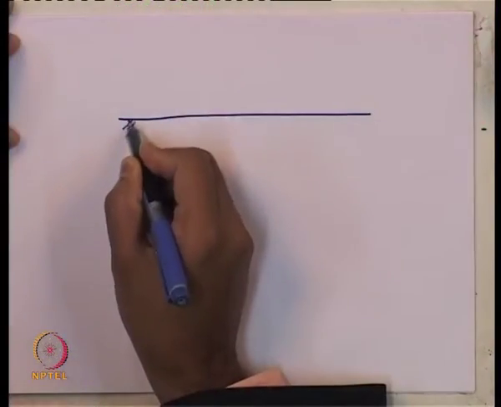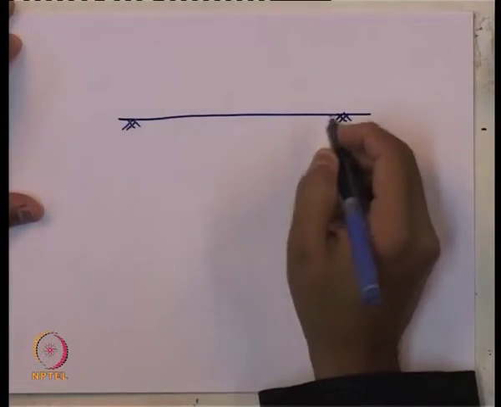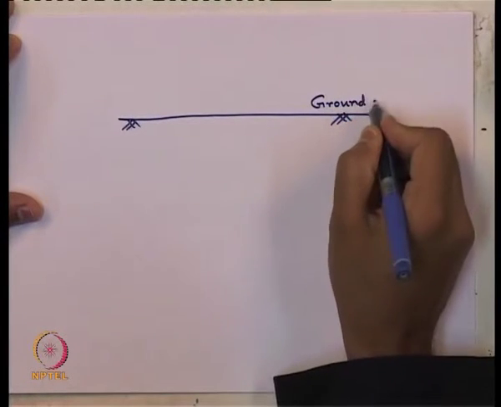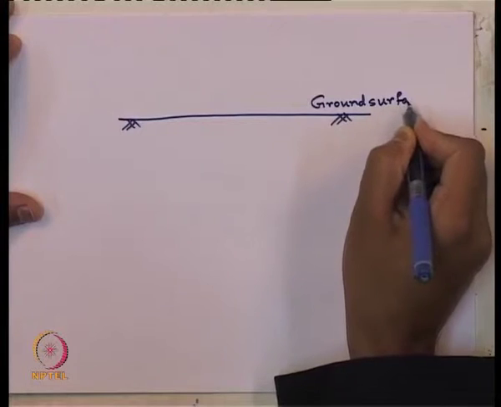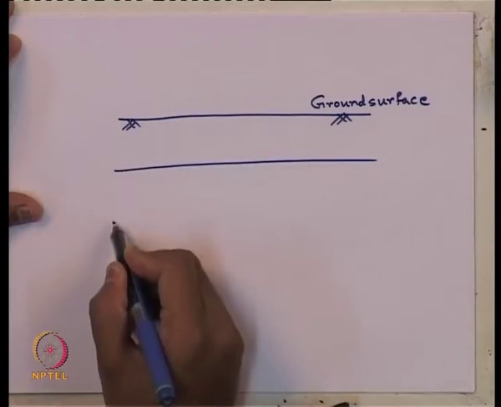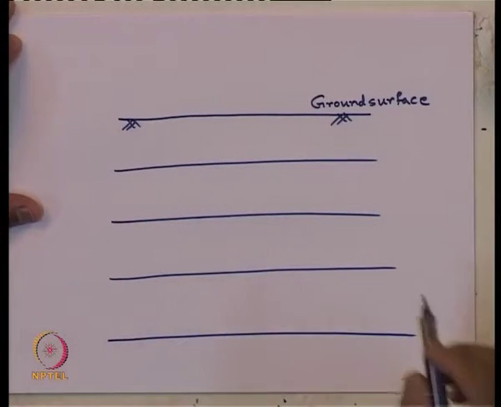Suppose we have an elastic half space, a semi-infinite body, and we are considering the ground surface. This is the ground surface we are taking, and say we have several layers below it, which is quite typical and quite obvious.